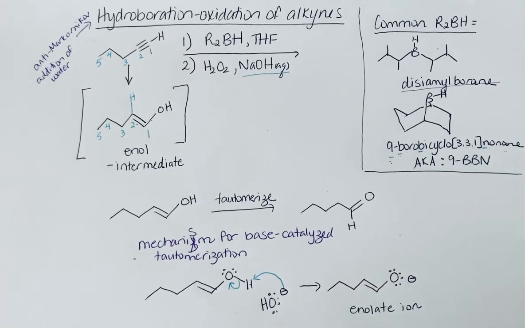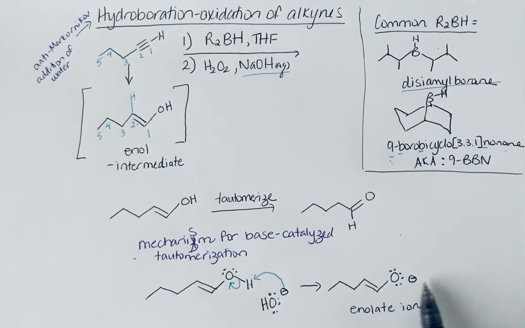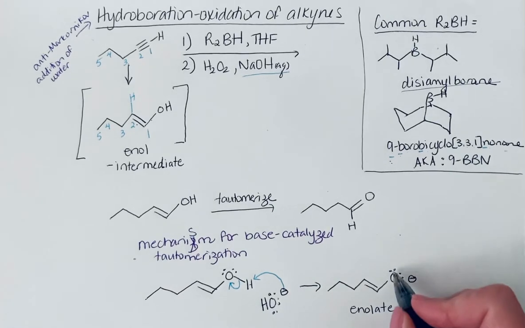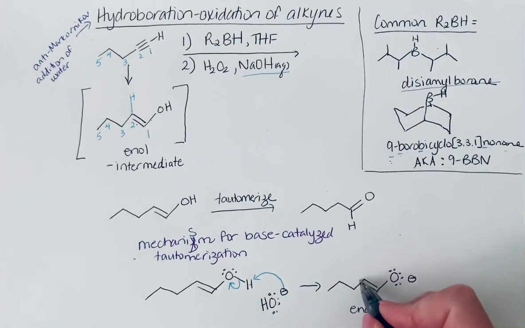This enolate ion is a base and it can get protonated. If we were to protonate on the oxygen, we would simply go back to the enol that we started with. Instead, we are going to push electrons through and protonate on this carbon of the alkene.